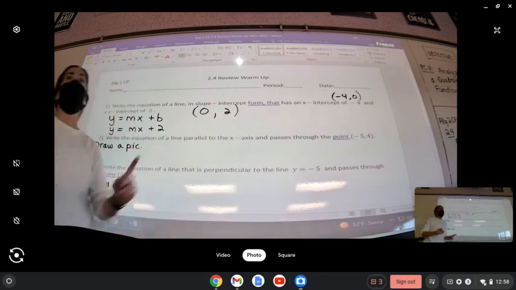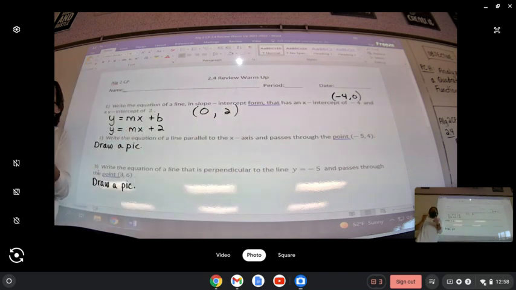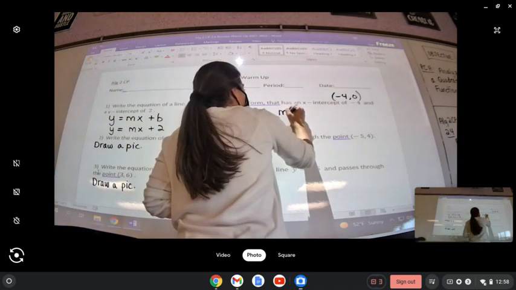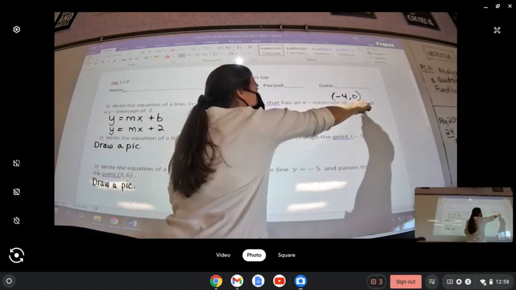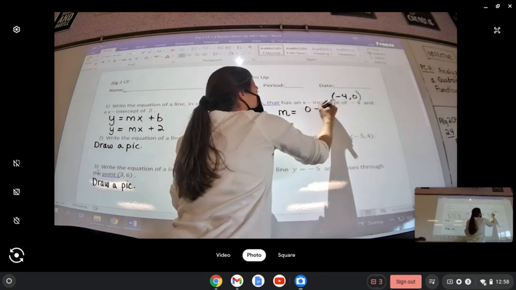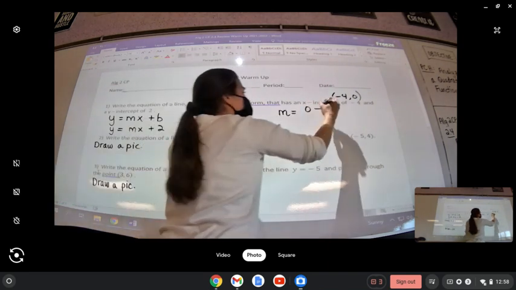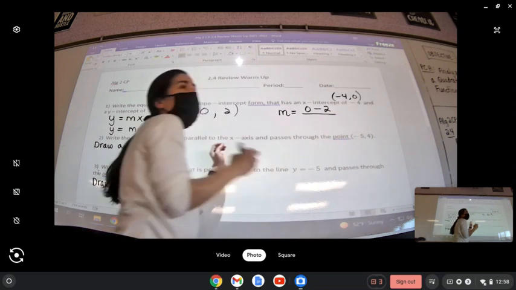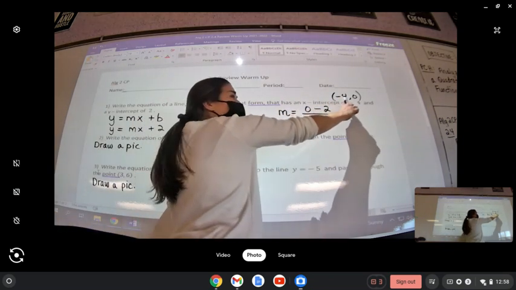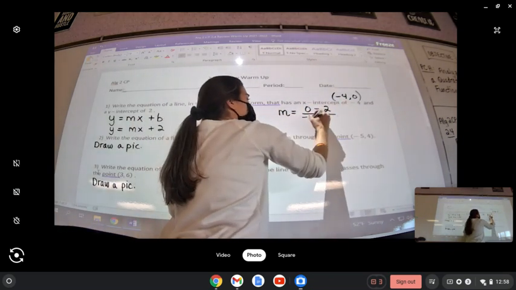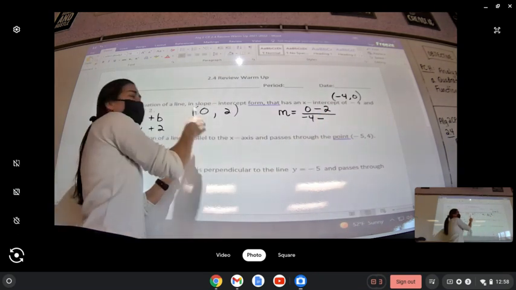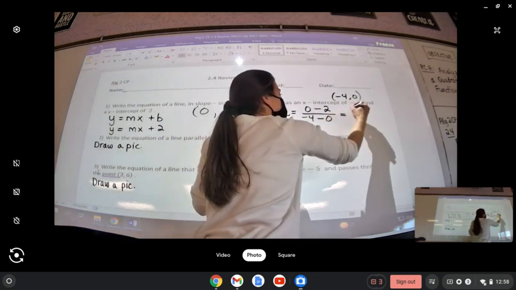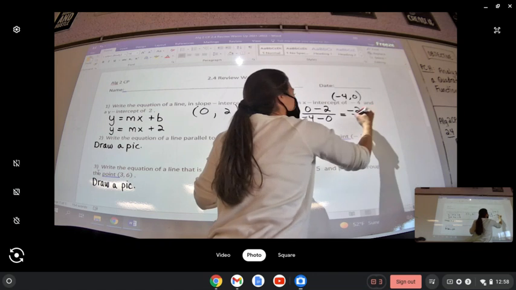So what can you do now if you need slope? Calculate it. Change in y over change in x. So my slope will be, I'm going to go this y coordinate, 0, subtract that y coordinate, 2, over change in x. So I have to start with the same ordered pair, x coordinate, subtract that x coordinate. And you end up with -2 over -4.